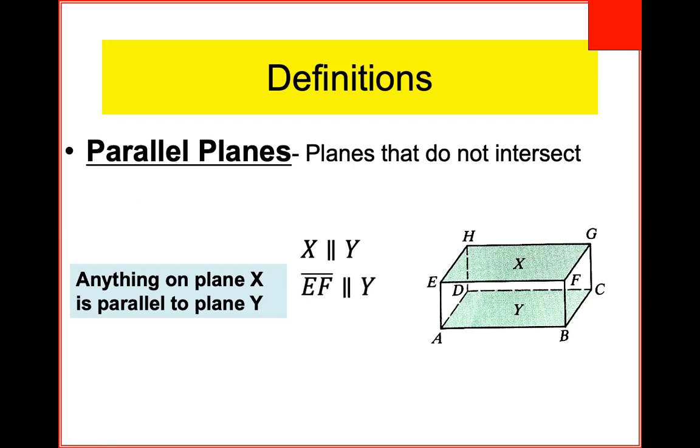All right, so here's what they're basically saying. You see where EF is? EF is on X, and since X is parallel to Y, then EF is parallel to plane Y. Ray HG, technically you do have to say plane Y, because it's descriptive. So ray HG is parallel to plane Y.